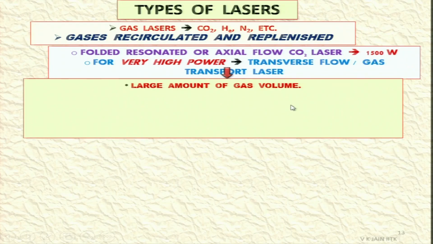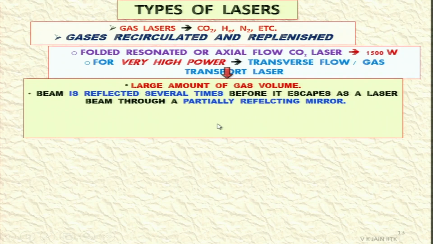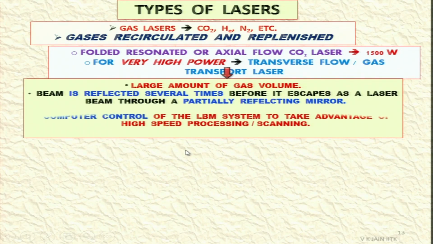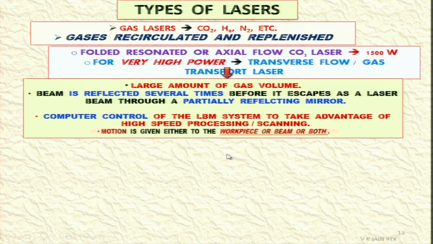Large amount of gas volume is required. Beam is reflected several times before it escapes as a laser beam through a partially reflecting mirror to get high power. Computer control of the laser beam machining system: to take advantage of high speed processing, scanning is required, then only it becomes automatic and you can get very high processing speed.